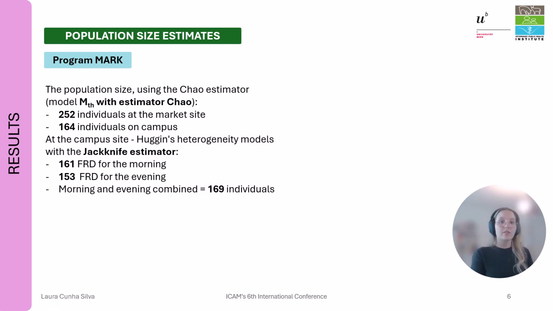The population size using the Chao estimator at the market site was estimated at 252 individuals and 164 individuals on campus. At the campus site, due to temporal variation in transects, meaning we had morning and evening surveys, only Huggins heterogeneity models with the jackknife estimator were used to estimate the population size. The morning and evening transect data, considered separately, gave the estimate of 161 dogs in the morning and 153 dogs in the evenings. When we estimated together the total population, meaning we considered morning and evening surveys combined, we obtained a result of 169 dogs.